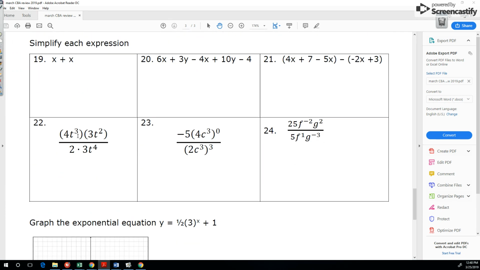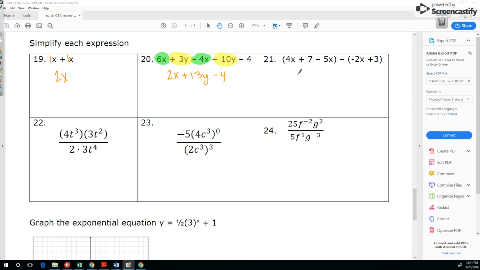Simplify each expression. So combining like terms up here, x plus x is 2x. They each have a 1 in front. All right. I'm going to look at everything that has an x. I'm going to combine those. 6x minus 4x is 2x. I'm going to look at everything with a y. I'm going to combine those. 3y and 10y. There isn't any other constant, so nothing that I can do with my minus 4.